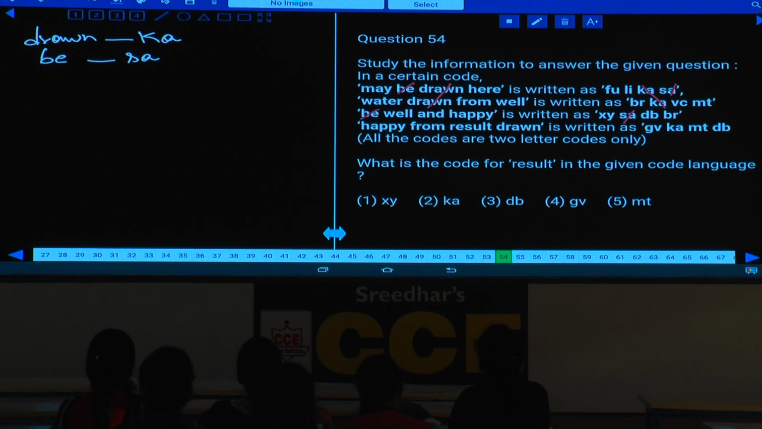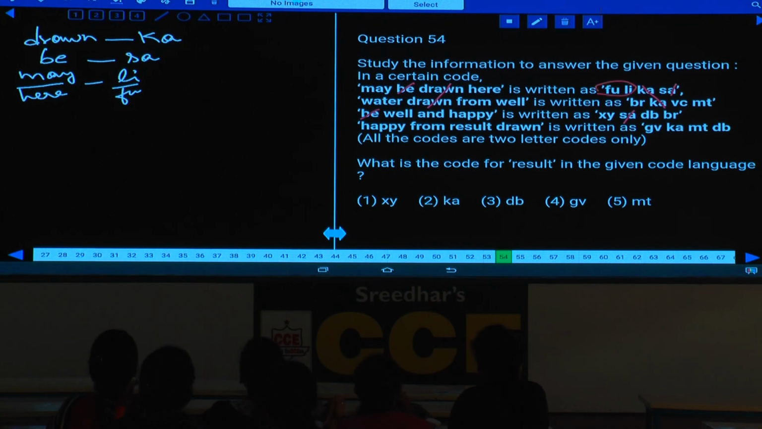Then the first one and the fourth one, if you compare here, "may" and "here" are nowhere repeated in the remaining 3 sentences. Hence, for these two, may and here, the codes must be Li and Fu in any order. Between may and here, none of the words were repeated in the other sentences. May and here, Fu and Li.